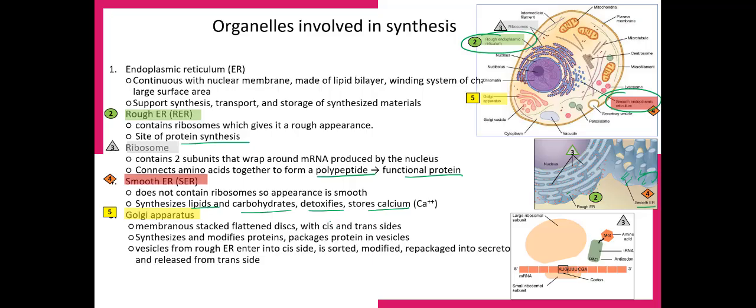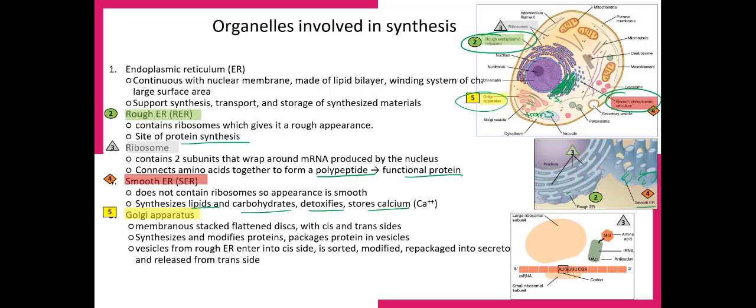Another organelle that's involved in synthesis is called the Golgi apparatus. If you look at the location of the Golgi apparatus in relation to the endoplasmic reticulum, you can see that the rough ER is right outside the nucleus, and the Golgi apparatus is a little distance away. And you can see that it's got two sides. It's got a cis side and a trans side.